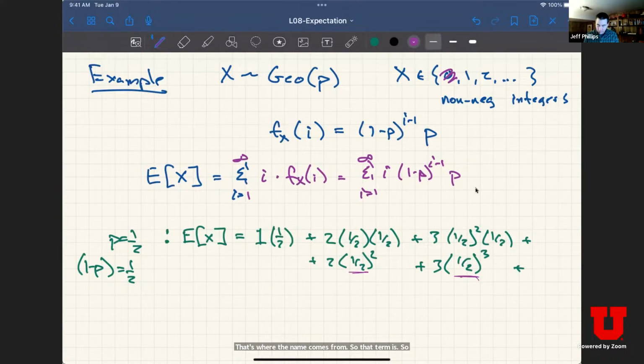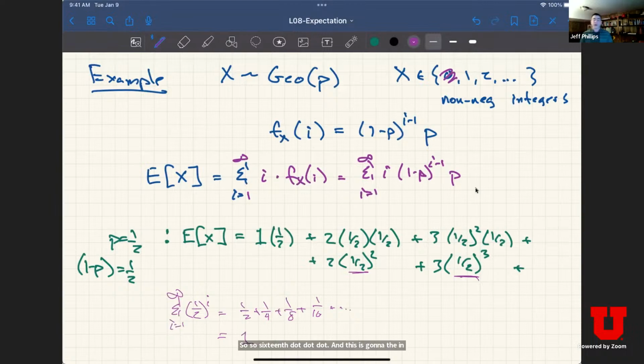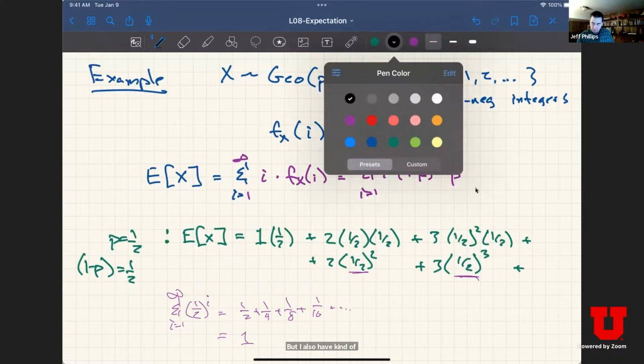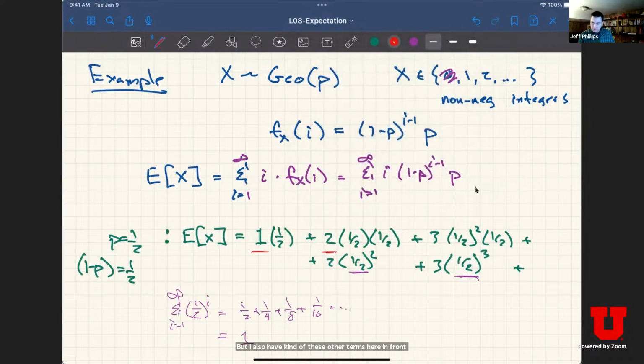So maybe you've seen before that the sum from i equals 1 to infinity of 1/2 to the power i is going to be 1/2 plus 1/4 plus 1/8 plus 1/16, and so on. And in the limit, this is going to be exactly 1, right? I keep getting halfway to the goal, but I'm never going to get past 1. So I'm kind of seeing that here, but I also have these other terms in front, this 1, this 2, this 3. So it's not going to be just 1, it's going to depend on those other terms.